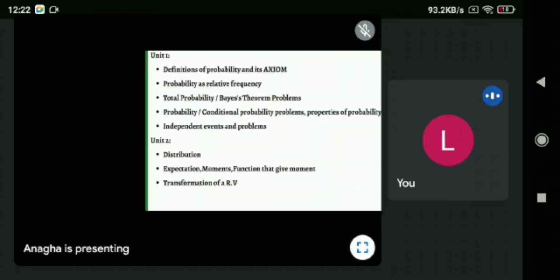So from the first chapter we have got the problems upon total probability, that is, to derive it. So these are the questions.